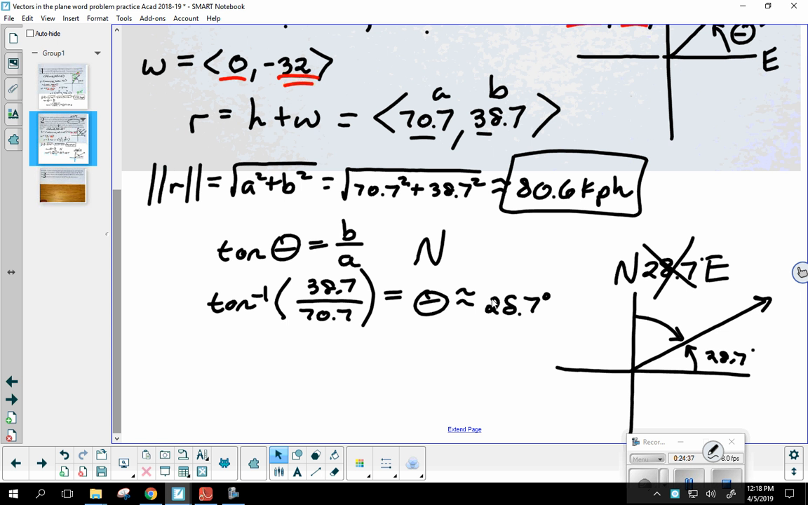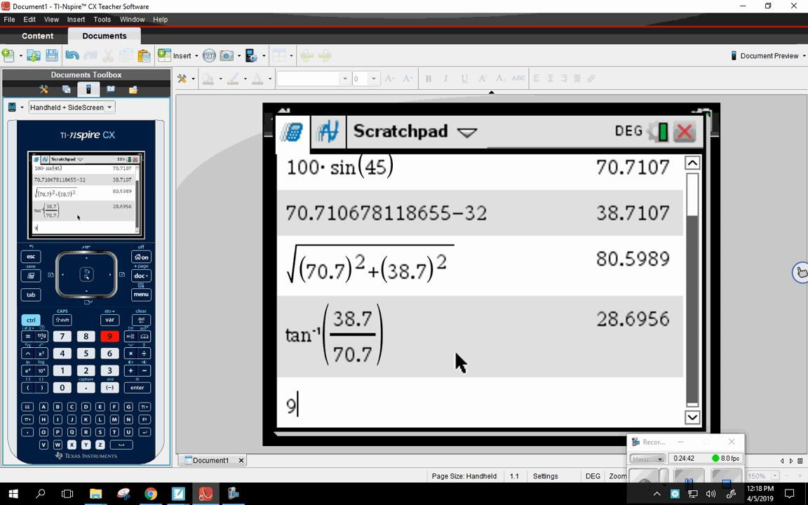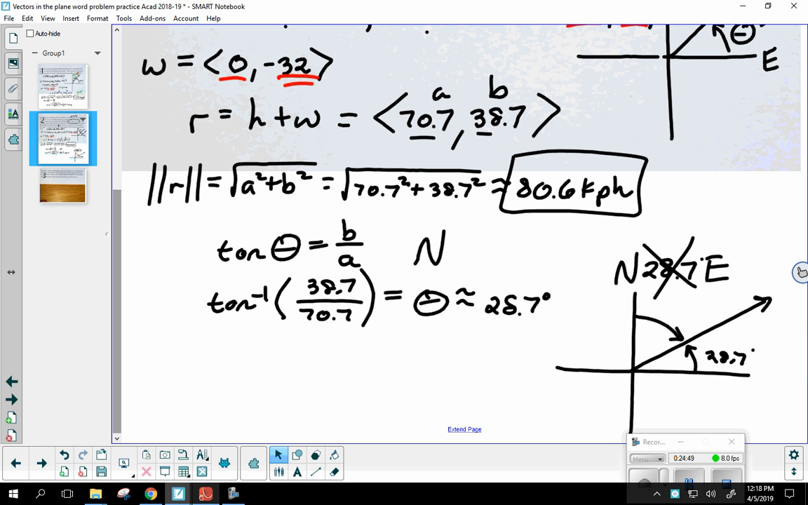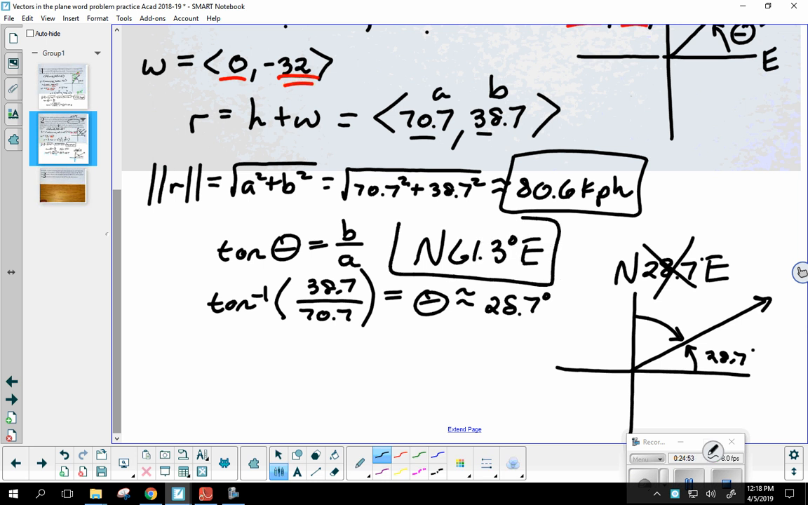And Brandon's absolutely right. We would have to subtract that from 90. So 90 minus 28.7 gives me 61.3. So 61.3 degrees east. That is what I would be looking for. That's the only thing that can really get tricky on these problems, making sure that you're giving your degree measure the same as how it was provided to you in the problem. Okay. How we doing?